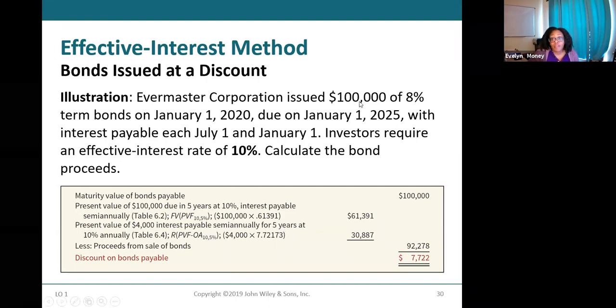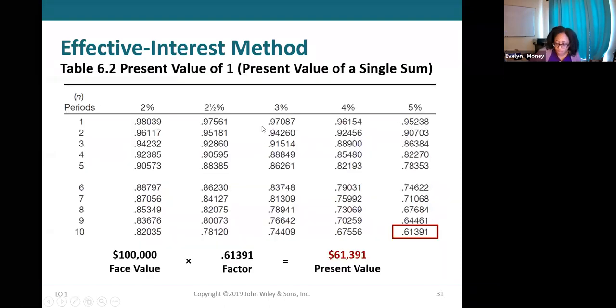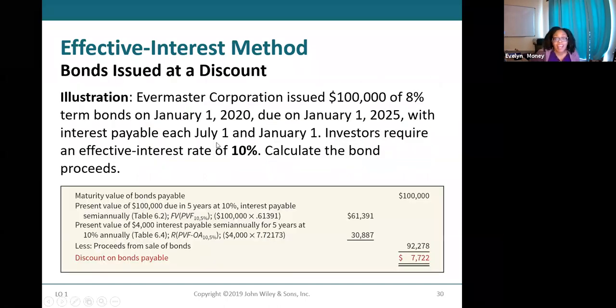So to find the present value of the par value, we're going to use table 6.2 that gives us the present value of a single sum. That gives us a present value factor of a single sum. And we end up using a discount rate of, let's see, interest is payable 2 times a year. So we cut the discount rate in half, or in other words, we cut the interest rate in half, and we increase the number of periods. So we multiply the number of periods by 2.